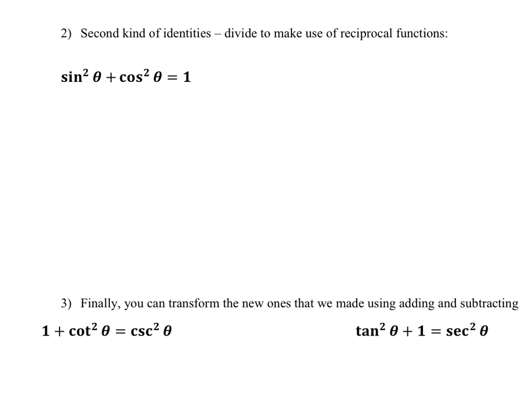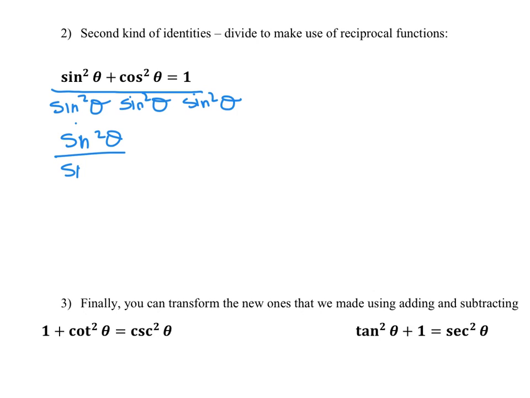When we divide, it allows us to use the reciprocal function. So if I divide all of this by, let's say, sine squared theta, I'm just going to write it for each one so you can see. I get sine squared divided by sine squared plus cosine squared divided by sine squared equals 1 over sine squared.